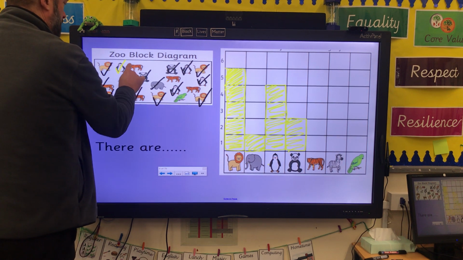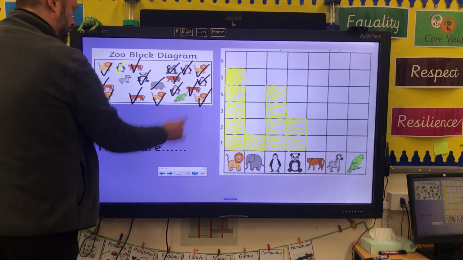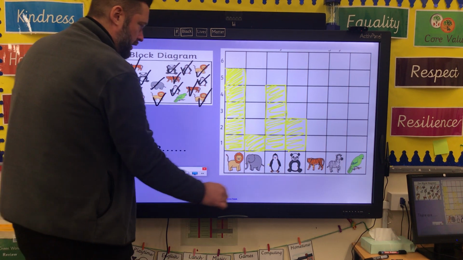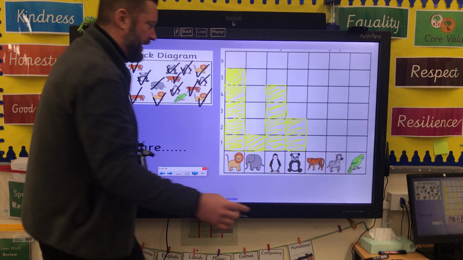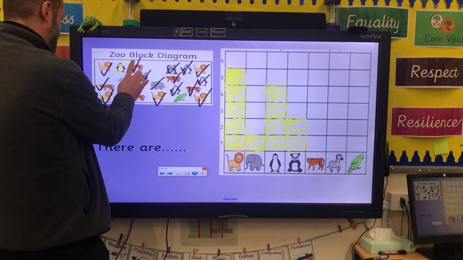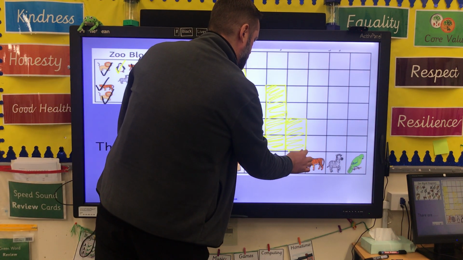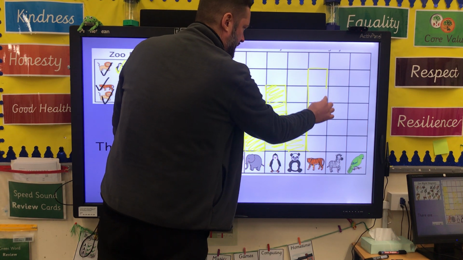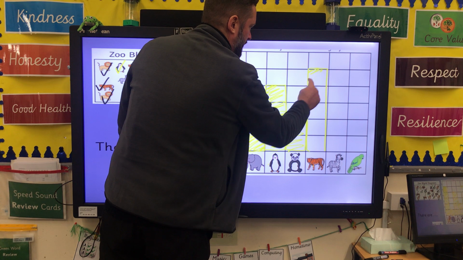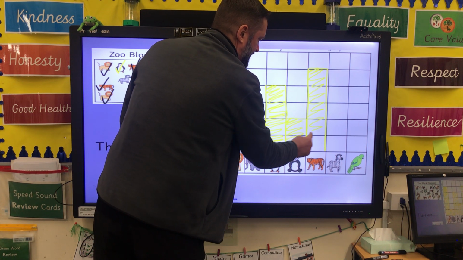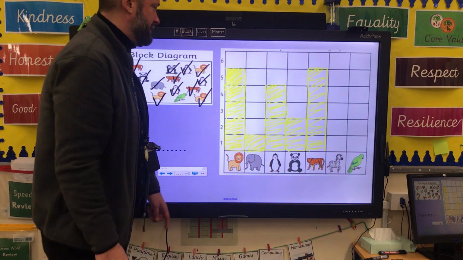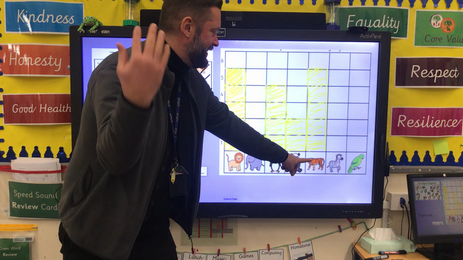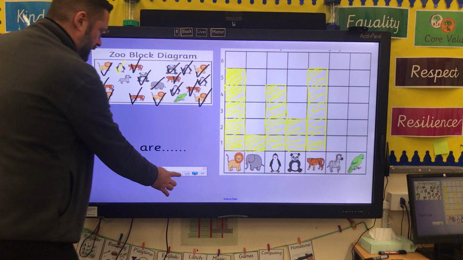1, 2, 3, 4, 5. Have I got them all? Change my pen again. How many were there? 5. Let me check again. 1, 2, 3, 4, 5. Yeah. So I'm going to draw my bar in. 3, 4, 5 across and down, and colour that one in. What does this block or bar now represent? There are, can you say it for me? 5 tigers in the zoo. Nearly there.